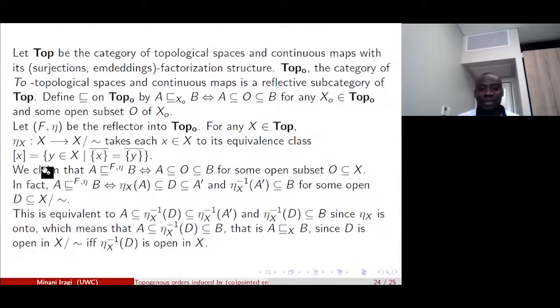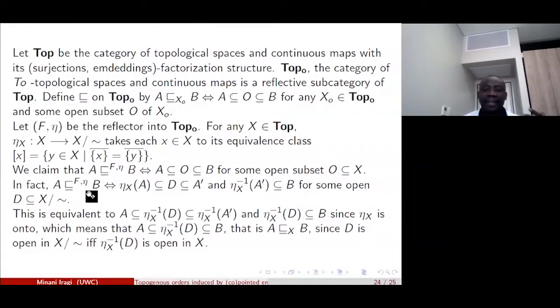Now, for us to construct the new topogenous order, we need to justify that the open sets must be from the initial topology induced by this map. But this map is a quotient morphism. Therefore, we claim that A is square less than B if and only if one has an open subset of X that is between A and B. But to prove that this is the case, we only need to apply our definition.